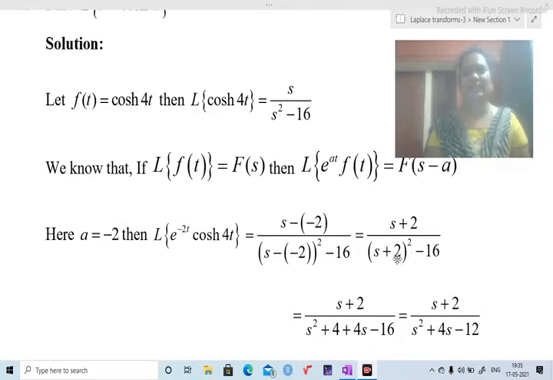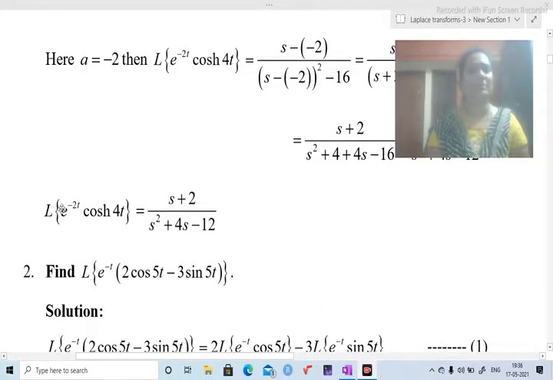Simplify s plus 2 whole square by using a plus b whole square formula. Then we are going to get this step. After simplification, the Laplace transform of e power minus 2t into cosh 4t is equal to s plus 2 by s square plus 4s minus 12.